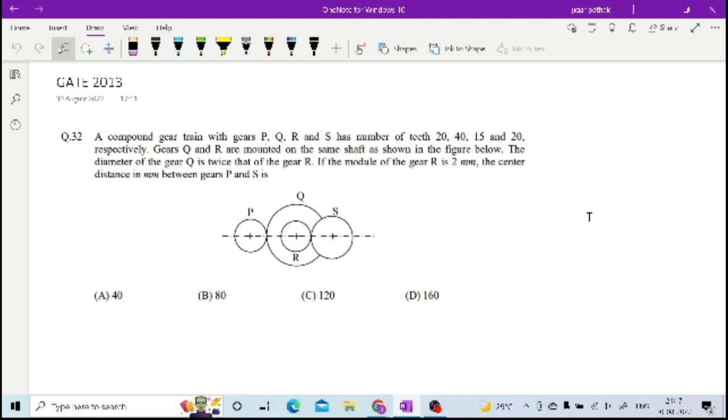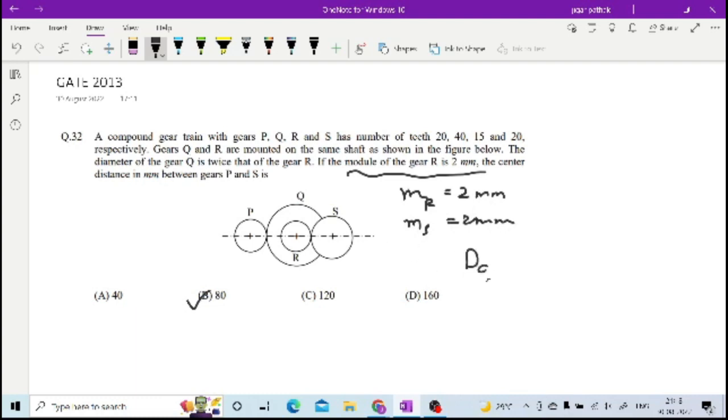How many of you are getting this answer? B? All of you are getting the same answer? Because see, here what you have to first do is, module of R is only provided, right? Module of R is provided as 2 mm. When gears are meshing, then module will be the same. So for S also it is 2 mm. But for Q you don't know.